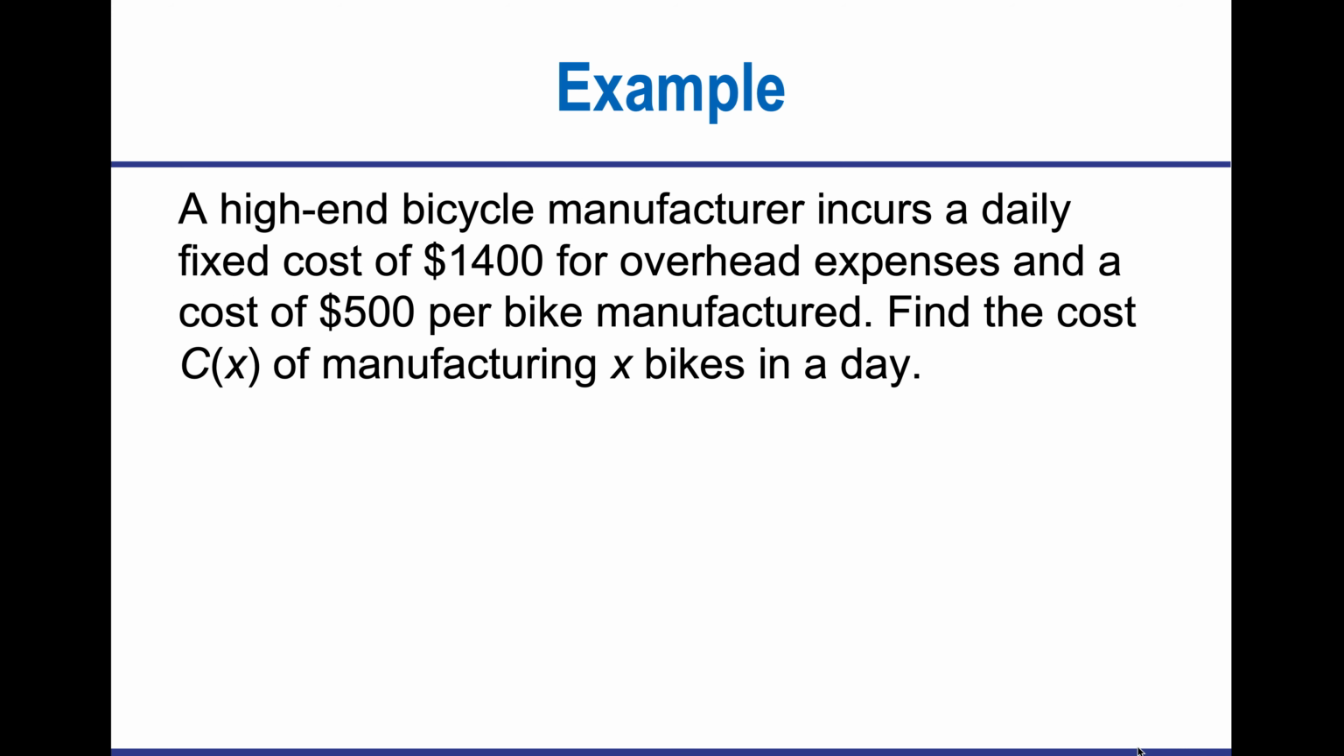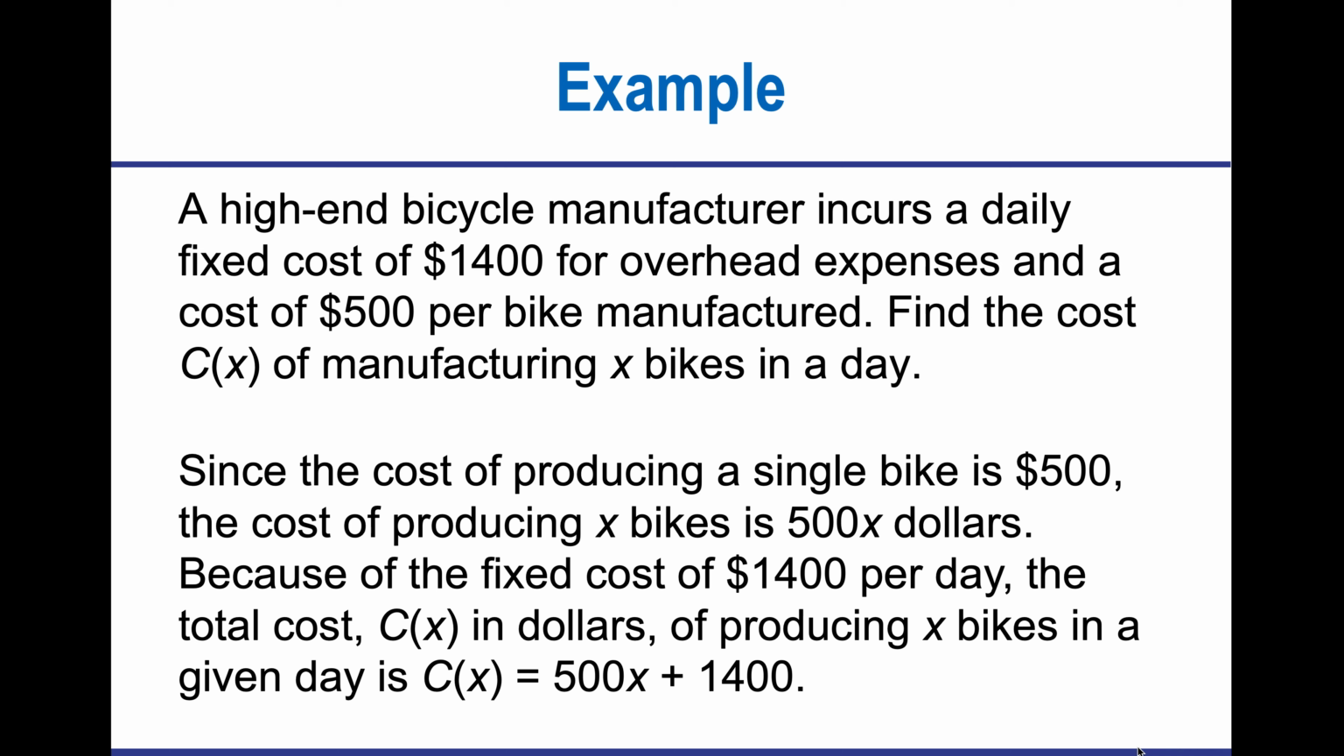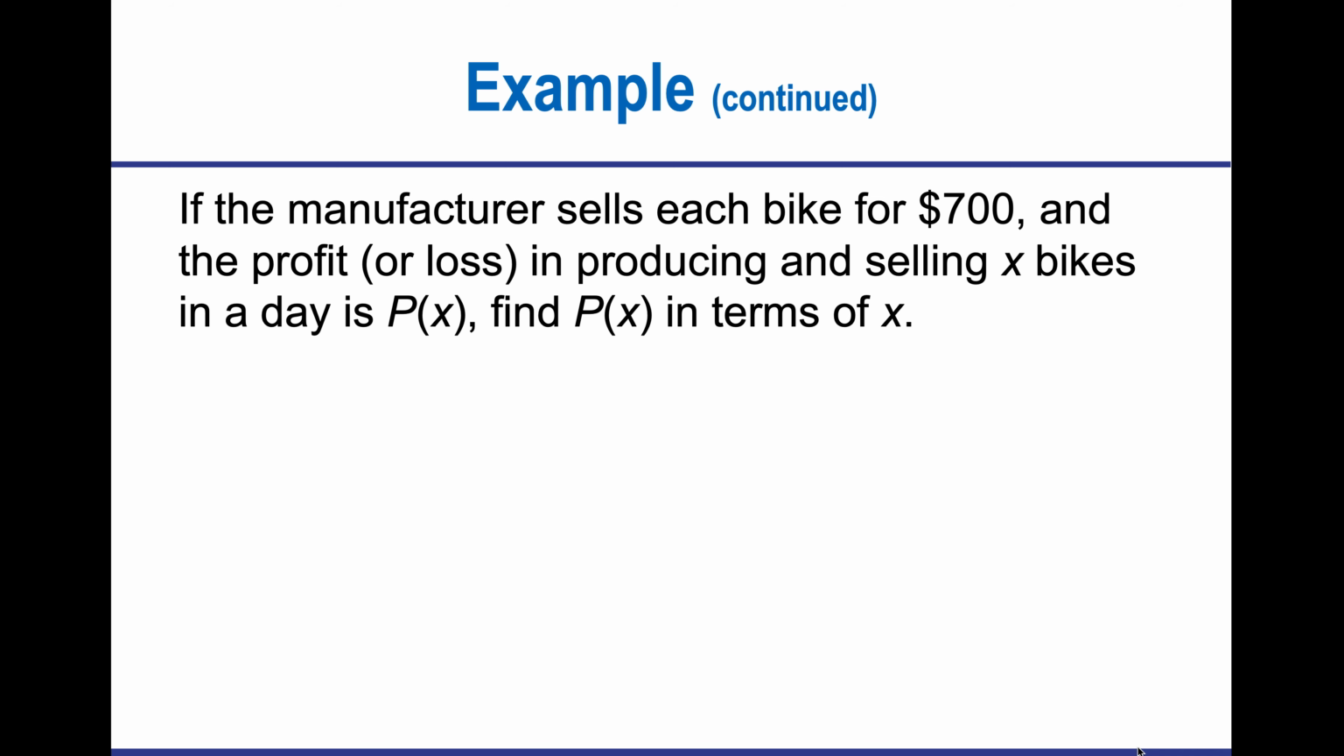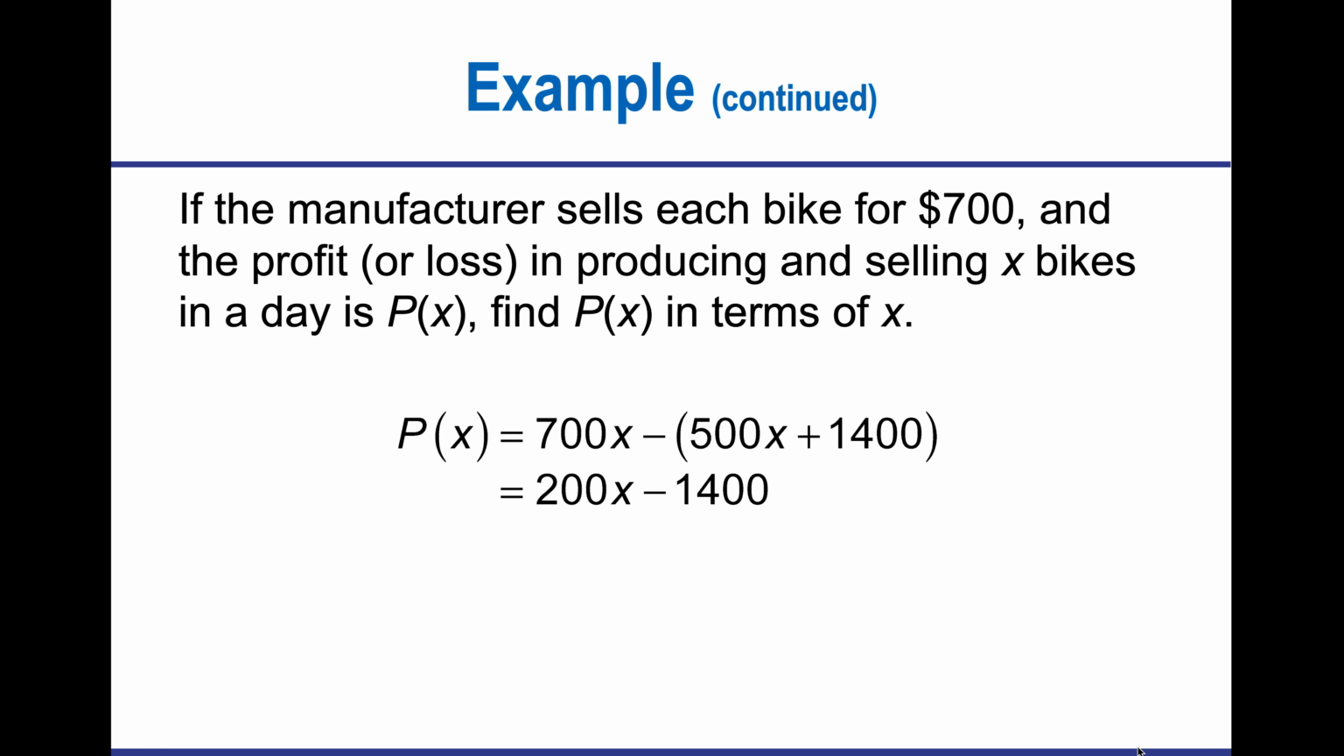So here's an example with a high-end bicycle situation, and I'm going to read it for understanding the first time, and the second time I'm going to start pulling things out, like if it's $500, it's 500x, because I'm making x bikes per day. If the fixed cost is $1,400, I have to add that cost to the cost of making the bike. If they're selling the bikes for $700 and the profit or loss in producing and selling them is going to be given by P of x, then I want to solve that in terms of x.